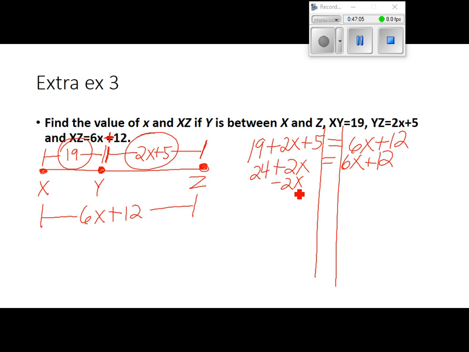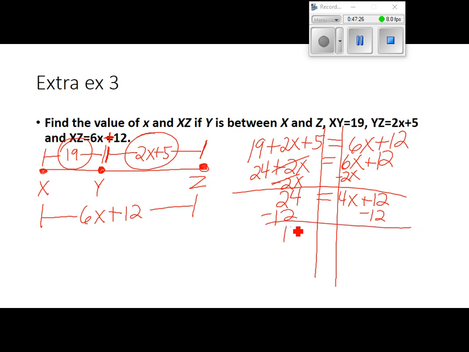2x. So let's do the x's. Always try to get the x's together first. These cancel out. What's left on the left-hand side? 24. 24, very good. On the other side, 6x minus 2x. Let's hurry through the rest of this. What do we do next? Minus 12, minus 12. That gives me 12 on this side equals 4x.